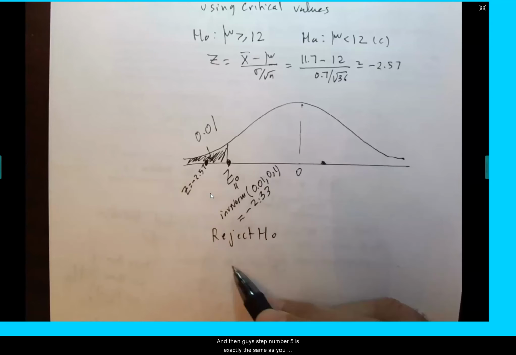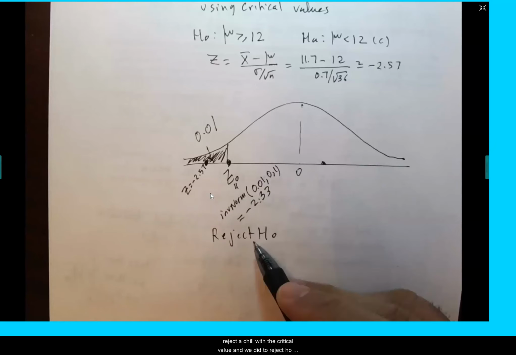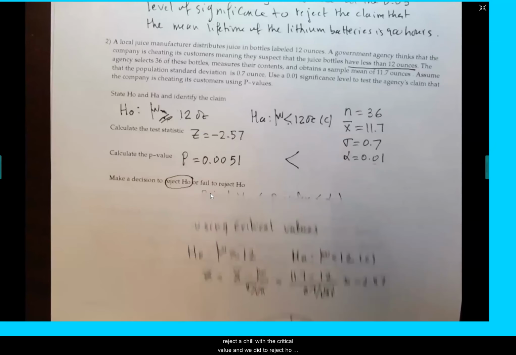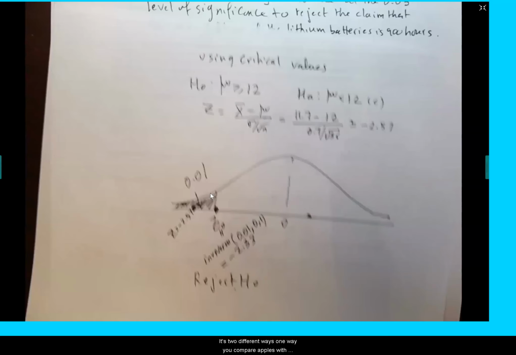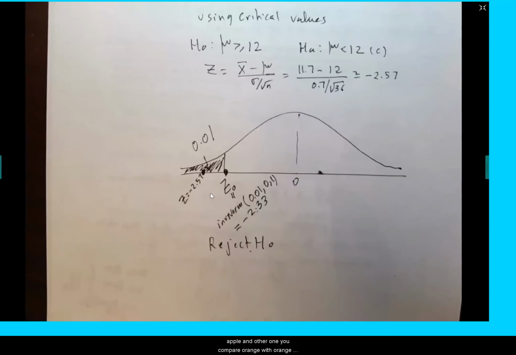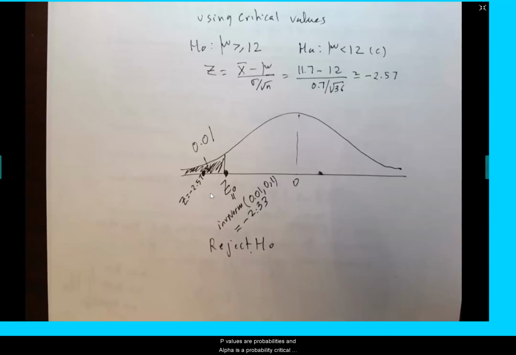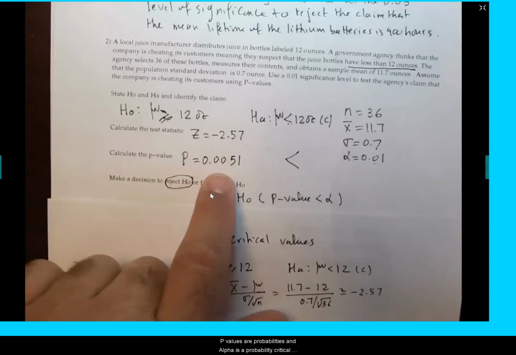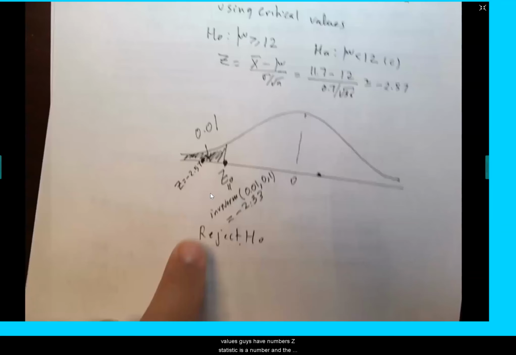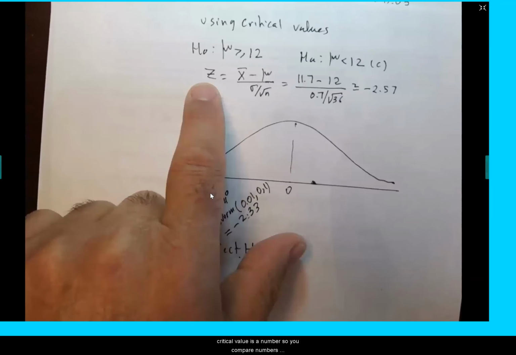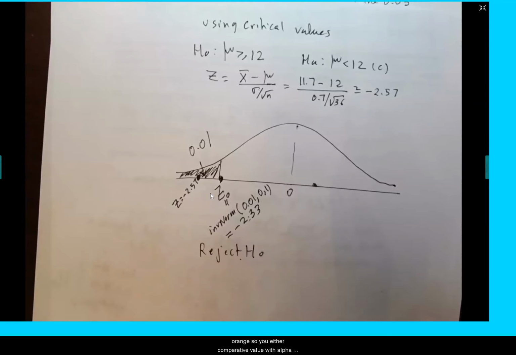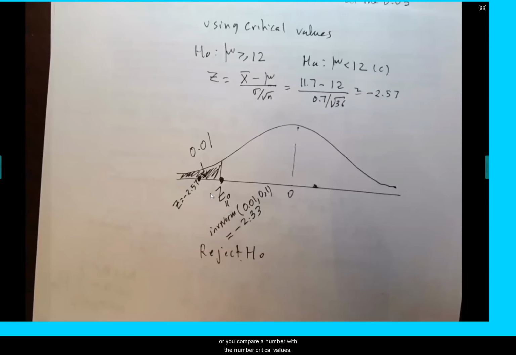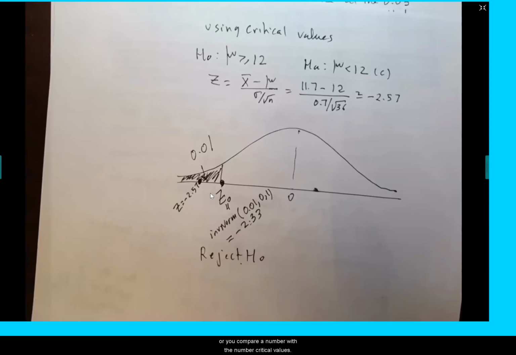And then, guys, step number 5 is exactly the same as you put. Remember, if you reject H0 with the p-value, you must reject H0 with the critical value. And we did reject H0 with the p-value, so you have to be consistent. It's two different ways. One way you compare apple with apple, and the other one you compare orange with orange. P-values are probabilities, and alpha is a probability. Critical values, guys, are numbers. The Z statistic is a number, and the critical value is a number, so you compare numbers. You cannot compare an apple with an orange, so you either compare p-value with alpha or you compare a number with a number, the critical values.